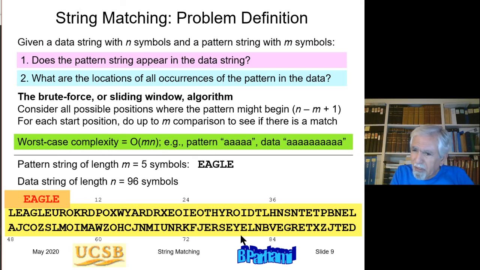Now, if I have a very long data string and a moderately long pattern string, this can be a large number. It takes a long time to do all these basically probes or searches.